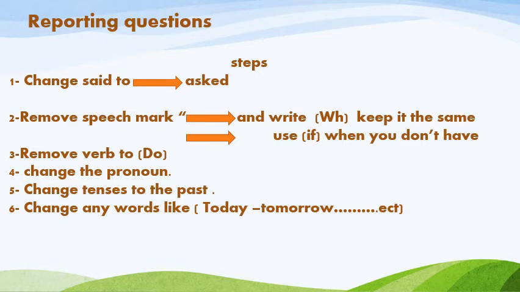Thirdly, whenever you have the verb "do" as an auxiliary verb, it must be removed. Change the pronoun and change tenses into past. Then if you have any word like tomorrow, today, this and that, those words are supposed to be changed in order to have a correct question.